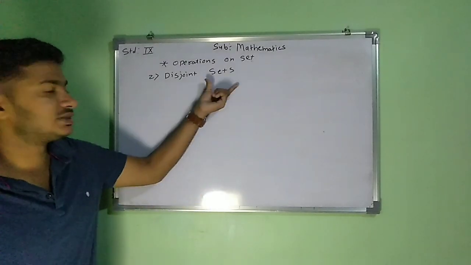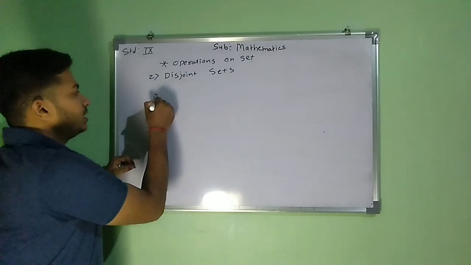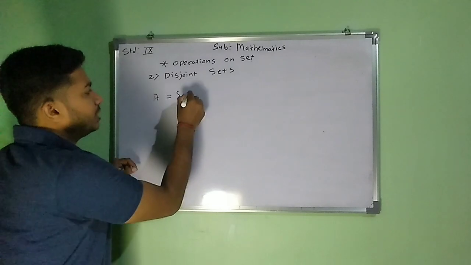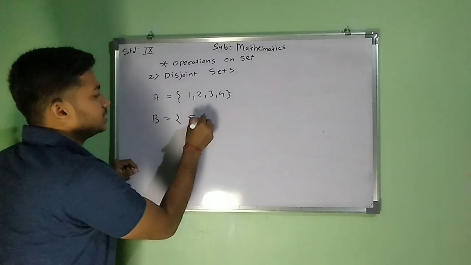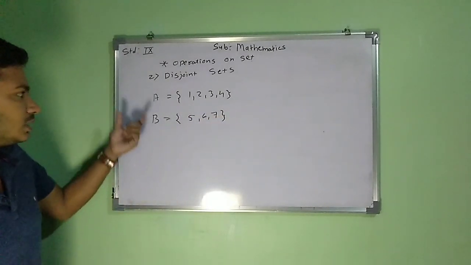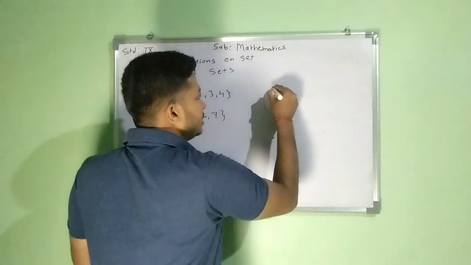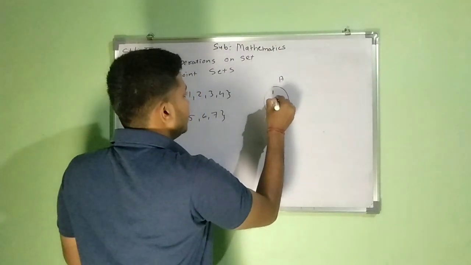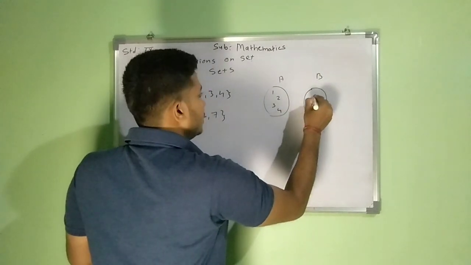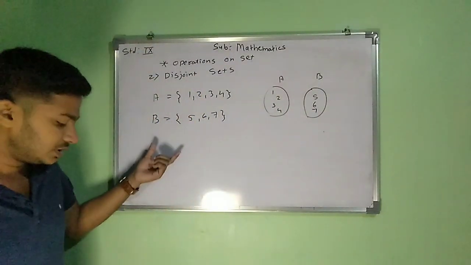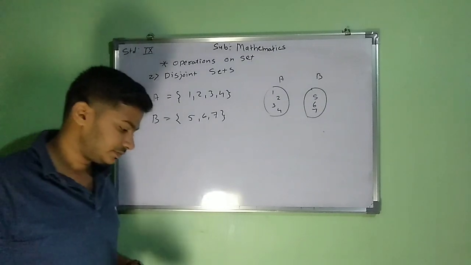Our second topic is disjoint sets. The word disjoint itself indicates that there is no common element. Suppose we have set A having elements 1, 2, 3 and 4 and set B having elements 5, 6, 7. We can see clearly that there is no common element between sets A and B. Using a Venn diagram also, this is set A having elements 1, 2, 3, 4 and this is set B having elements 5, 6 and 7. That means the sets are disjoint because they don't have any common element.